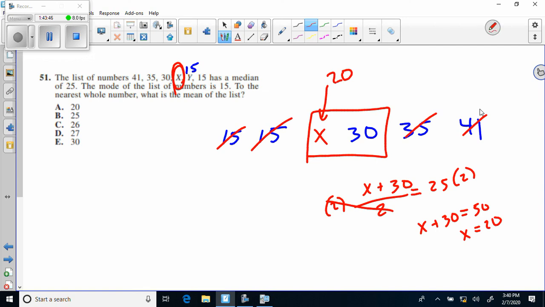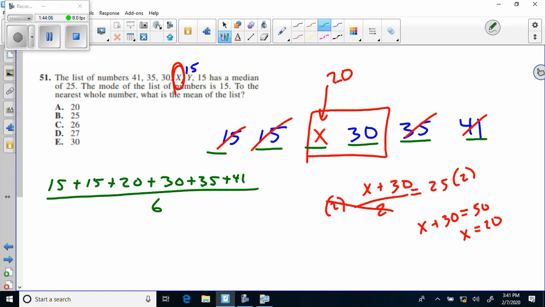And then they said, what is the mean of the list? Well, mean is average, which means you add them all together and divide by how many numbers you have. So you have 1, 2, 3, 4, 5, 6. So I'm going to be dividing by 6. So I'm going to do 15 plus 15 plus 20 plus 30 plus 35 plus 41 divided by 6. So I'm just throwing that in my calculator.